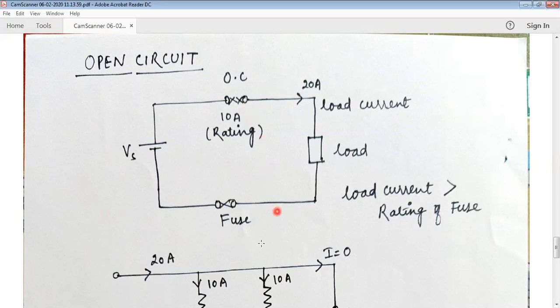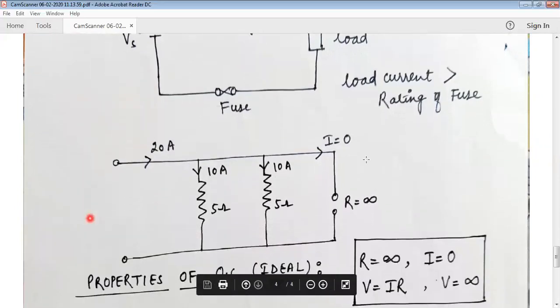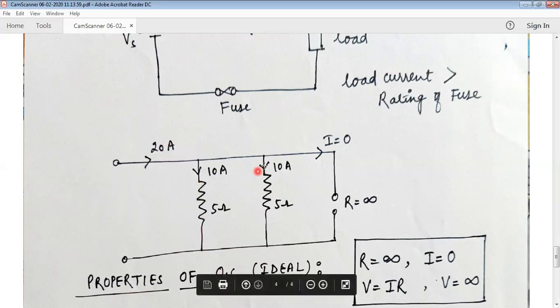Clear? Now see here, what will be the properties of open circuit? So let's say the 20 ampere of the current which was flowing through the load is divided into two resistors connected, 5 ohm resistor, 5 ohm resistor. So equal resistors connected in parallel means equal current will flow. So this 20 ampere is divided into 10 ampere and 10 ampere. So what will be the current flowing through here? The current flowing through here is 0. So this becomes an open circuit, and in open circuit current is 0.